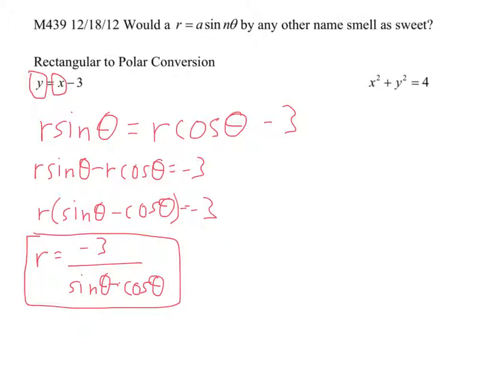Okay, let's take a look at another one. x squared plus y squared equals 4. Hopefully, we remember that x squared plus y squared equals 4 is a circle centered at 0, 0 with a radius of 2. And let's see if we get something similar to that. So, just like we did last time, let's go ahead and substitute our x and y values with our cosine theta and our sine of theta.